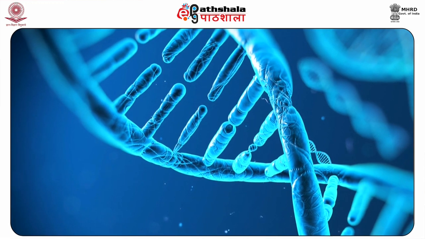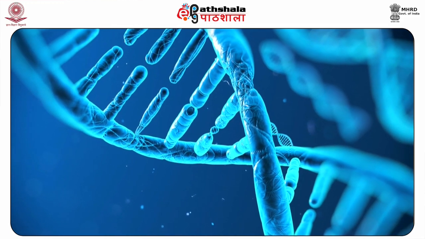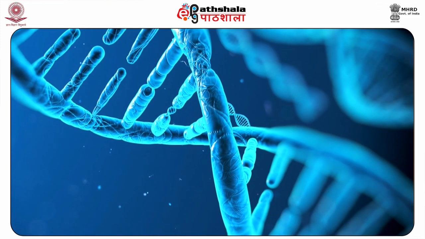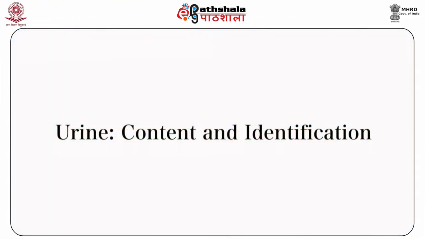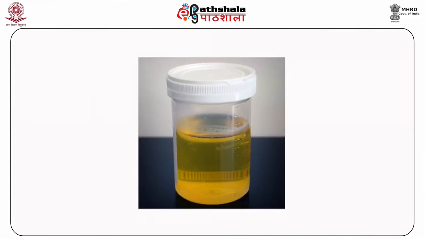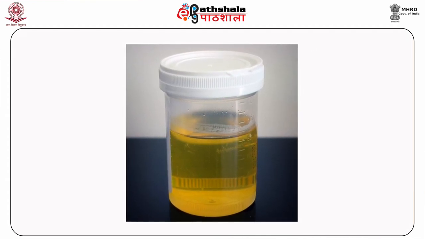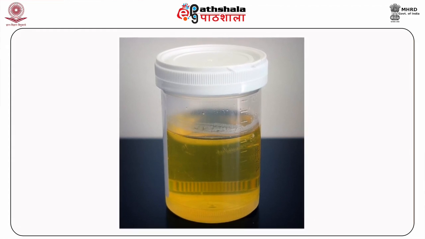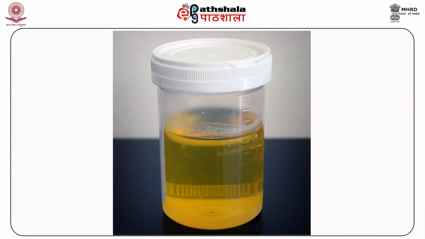Finally, since saliva may also contain buccal mucosa cells, it is possible to identify the DNA profile of the person in question using advanced DNA profiling techniques. Next, we will study urine content and identification. Urine is an important biological liquid for forensic analysis. A suspected urine stain may fluoresce pale yellow or pale blue when viewed under long and short wave UV light.